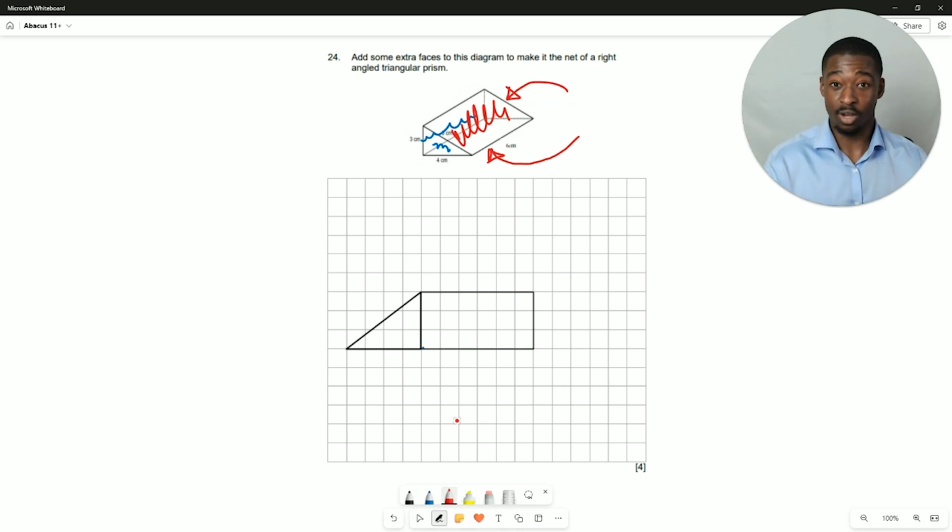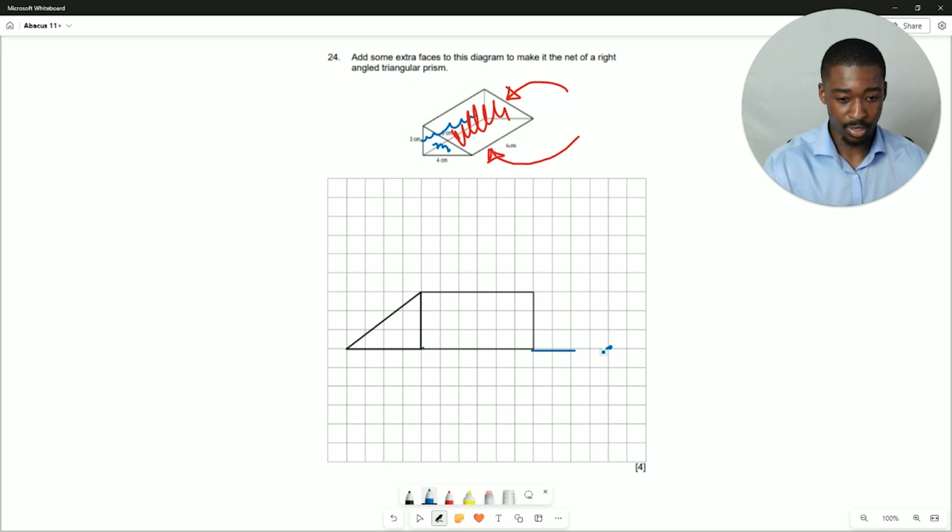Let's do what's easy first, right? We have the other triangle on the other side, and this should be exactly the same as this triangle, but just on the other side of the rectangle. Pretty simple, right? So let's put that in right now. It's going to go 4 across, so 1, 2, 3, 4, and then 3 up. So let's join these together.